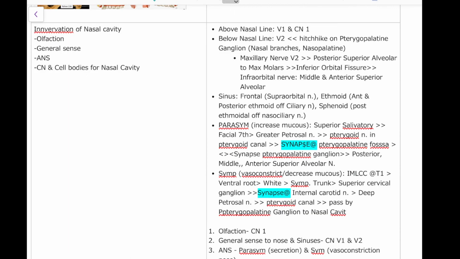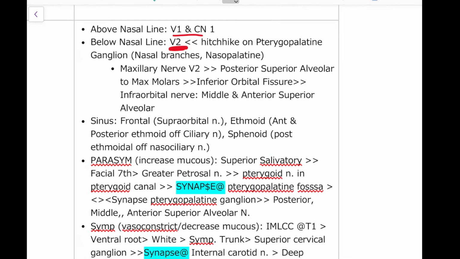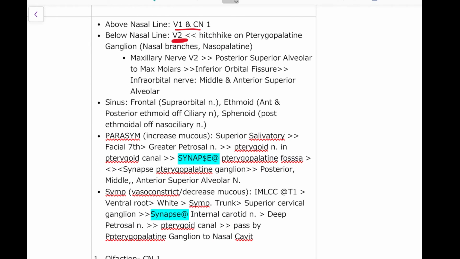So once again, here we have just a summary that above the nasal line we have the V1, below the nasal line we have the V2. The way V2 travels, you have the maxillary division that comes out of foramen rotundum, gives you the posterior superior alveolar, the PSA. Once it goes inside the inferior orbital fissure, we call it the infraorbital nerve, and then it will give you the remaining MSA and ASA. The PSAs are important for the molars, and the MSA and ASA are mostly for the premolars and the incisors.